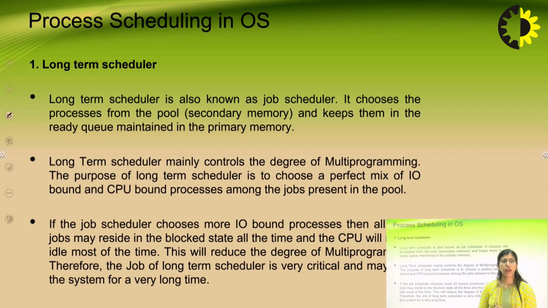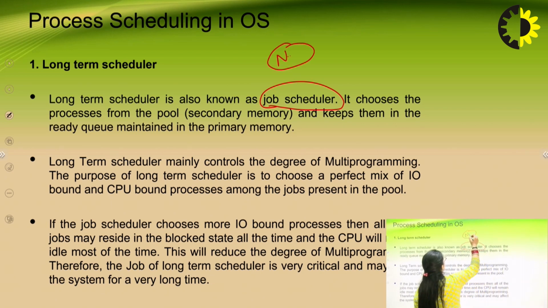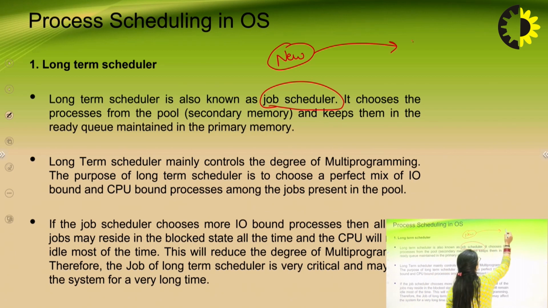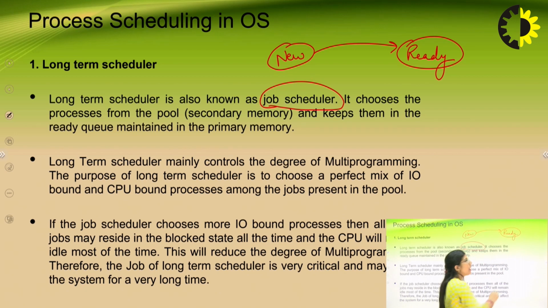Moving on to the different types of schedulers. So the first one is the long-term scheduler. The long-term scheduler is also known as the job scheduler. It chooses the process from the pool, the secondary memory where it is getting created, and keeps them in the ready queue maintained in the primary memory. So the long-term scheduler comes into play from this state to this state. Here the LTS is working.